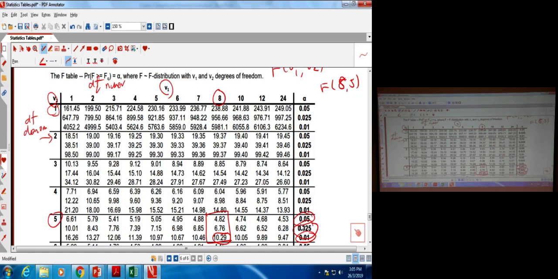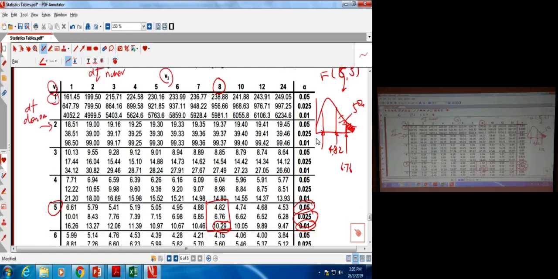How about, okay, so if I draw the graph, it will be something like this. This is 4.82 for the F distribution with degrees of freedom 8 and 5, so this probability is 5%. 6.76 is here, so this probability is 2.5%. That's what we have. So let me ask you, what is the value here such that less than it is 5%? Can we get it?